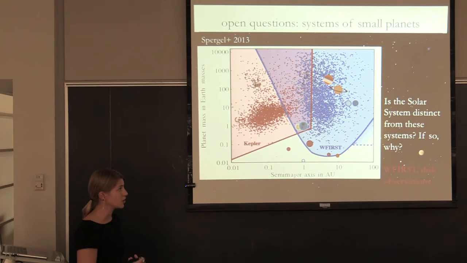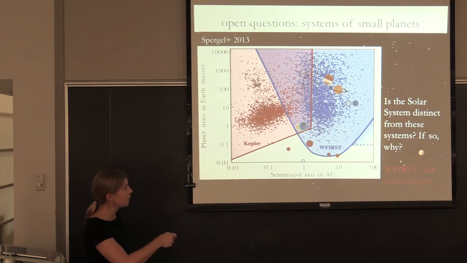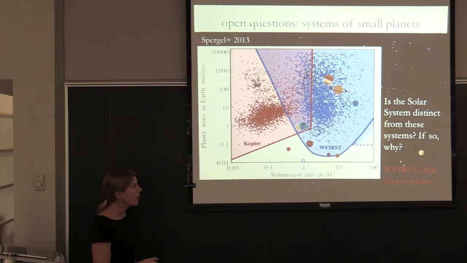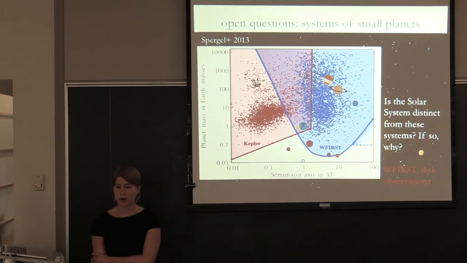In red, this is the location where the Kepler survey was observationally sensitive. And in blue, on this panel of planet mass and semi-major axis, is where WFIRST should be able to find planets. You can see that it's getting to a region where there are solar system planets and small planets like those discovered by Kepler. So I think WFIRST has the potential to put our solar system into a greater context.